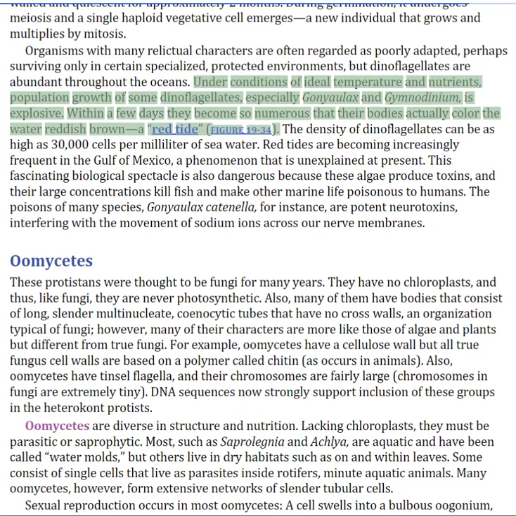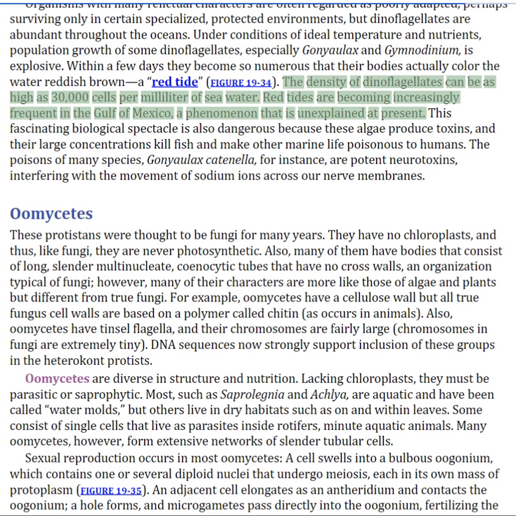Under conditions of ideal temperature and nutrients, population growth of some dinoflagellates, especially Goniolax and Gymnodinium, is explosive. Within a few days they become so numerous that their bodies actually color the water reddish-brown, a red tide. The density of dinoflagellates can be as high as 30,000 cells per milliliter of seawater. Red tides are becoming increasingly frequent in the Gulf of Mexico, a phenomenon that is unexplained at present.